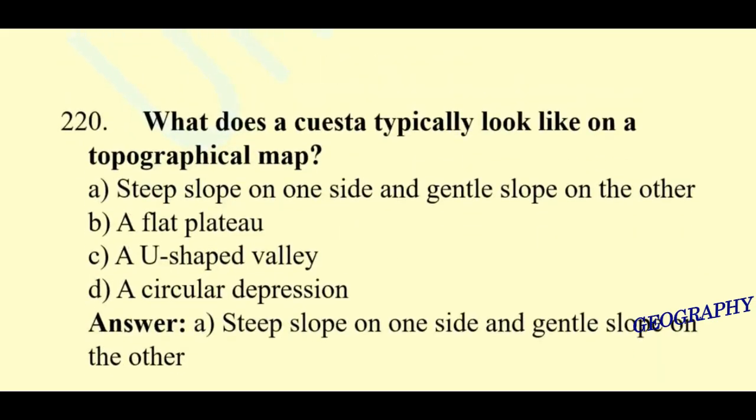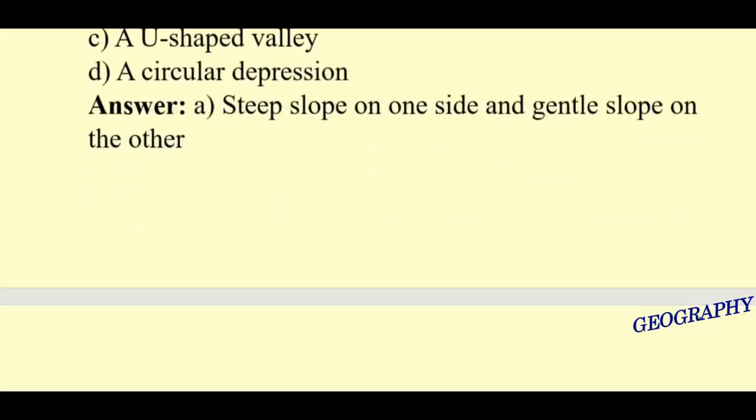Question 220. What does a cuesta typically look like on a topographical map? Steep slope on one side and gentle slope on the other, a flat plateau, a U-shaped valley, a circular depression. Here the right answer will be steep slope on one side and gentle slope on the other.